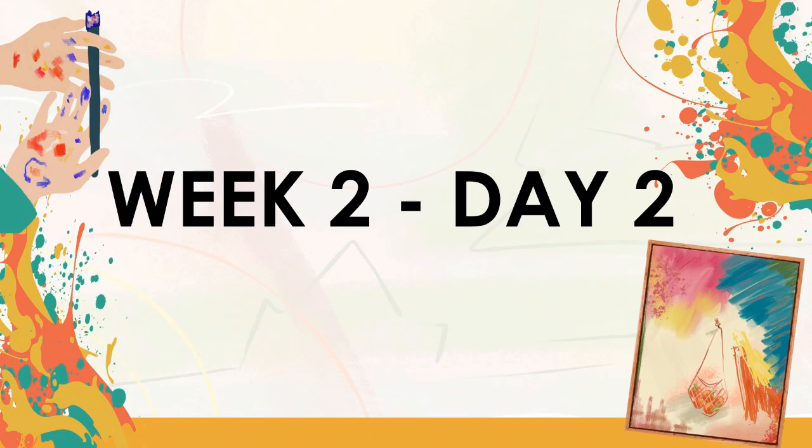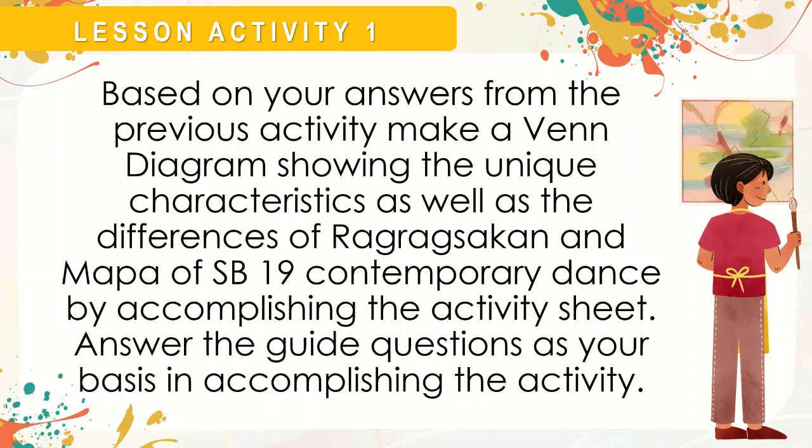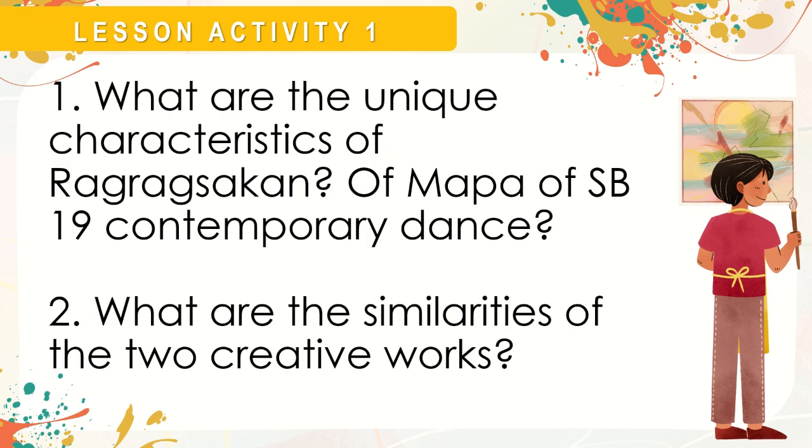For Week 2, Day 2. For Lesson Activity 1, based on your answers from the previous activity, make a Venn diagram showing the unique characteristics as well as the differences of Ragragsakan and Mapa of SB19 contemporary dance by accomplishing the activity sheet. Answer the guide questions as your basis in accomplishing the activity. What are the unique characteristics of Ragragsakan and of Mapa of SB19 contemporary dance? What are the similarities of the two creative works?